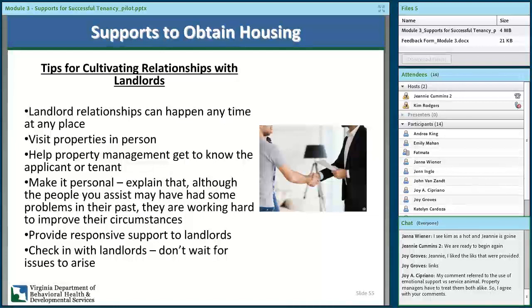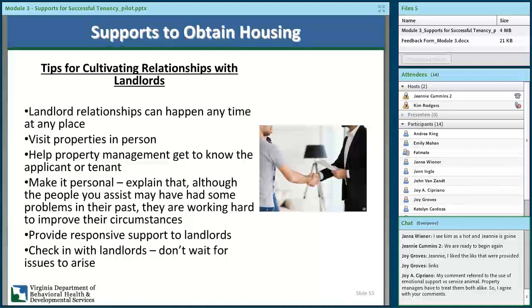Also visit properties in person. Don't rely solely on calling leasing offices. Visiting properties with individuals and meeting the property management staff can be essential in forming relationships. Help property management get to know that applicant or tenant. Use person-centered descriptions to introduce individuals and encourage individuals to express what they like about the property and what they need to make this housing work for them.